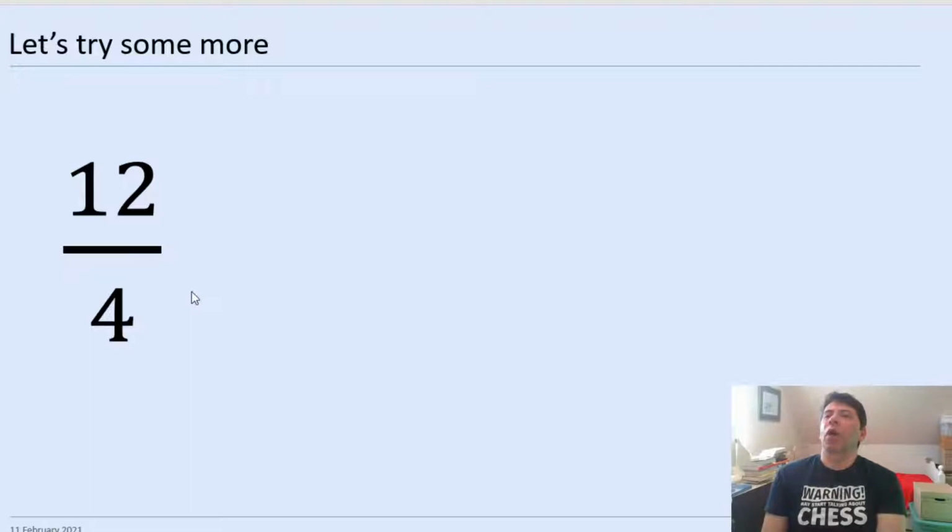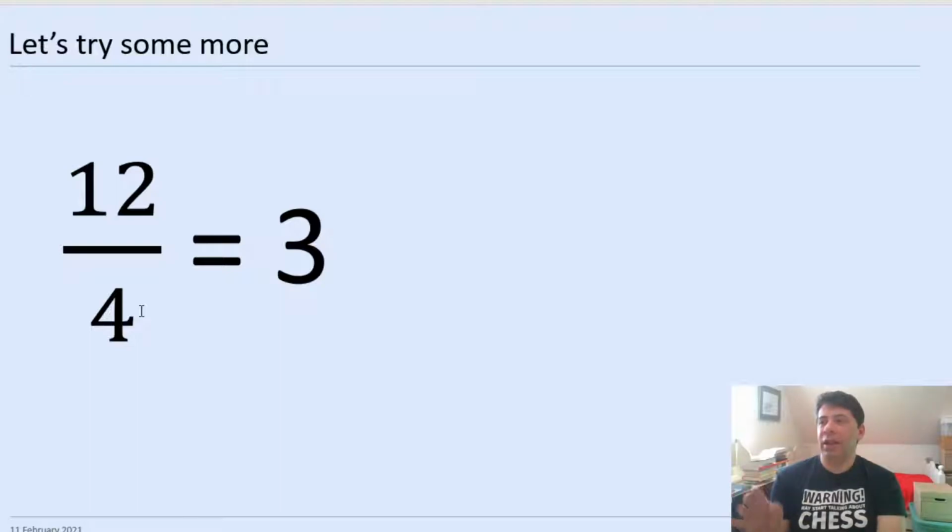Let's try some more. 12/4, 12 over 4. One way of thinking about this is you would just divide 12 by 4, which is just 3. But again, we can imagine 3 pies, each cut into quarters. That's 12/4, so that's the same as 3.